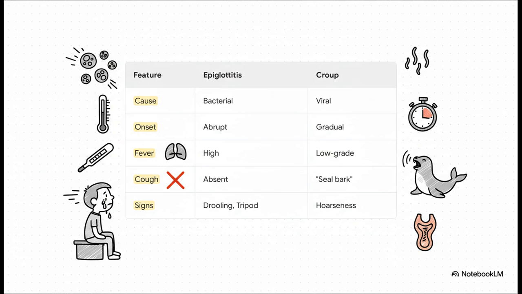And this slide right here, this is your money slide for exams. It lays out the key differences perfectly. Epiglottitis: bacterial, super fast onset, high fever. And the huge giveaway? Often no cough, because it hurts way too much to even try. Instead, you get drooling and that classic tripod position. Croup is basically the opposite. Viral, gradual, low-grade fever, and of course that unmistakable seal bark cough.